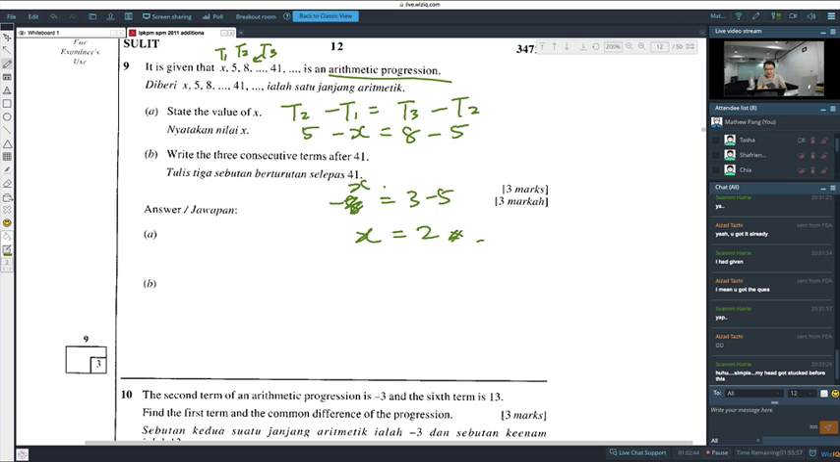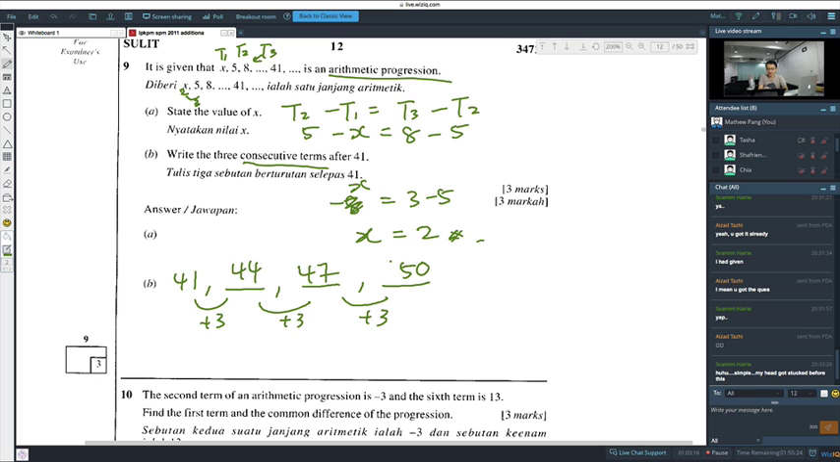For B, write the 3 consecutive terms. What's the meaning of consecutive term? It means the continuous terms after 41. Since x is 2, we know basically the sequence keeps on adding 3. If I want to know the next 3 terms after 41, I just continue plus 3, and then plus 3, and then plus 3. So plus 3 is 44, this is 47, it's 50. You can just write this answer in the exam. If you want to be more proper, write 41 plus 3 equals 44, 44 plus 3 equals 47. You can write either way, it doesn't matter.